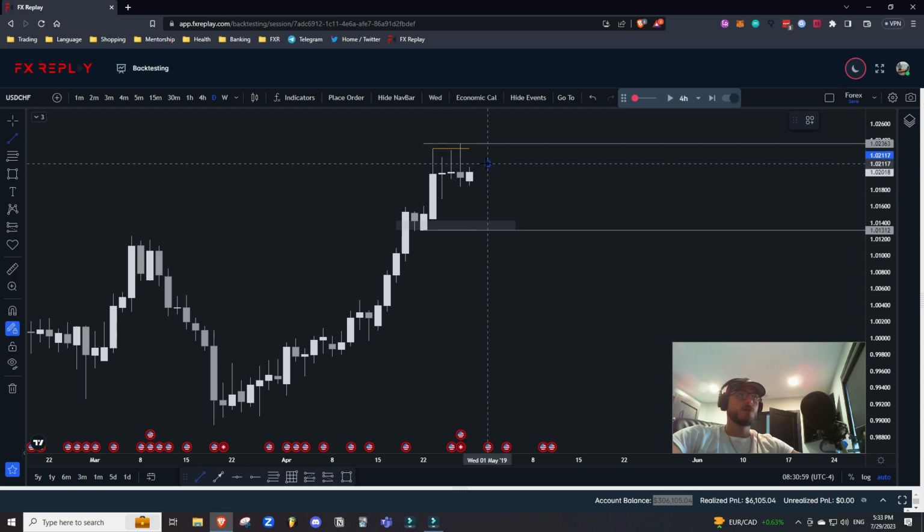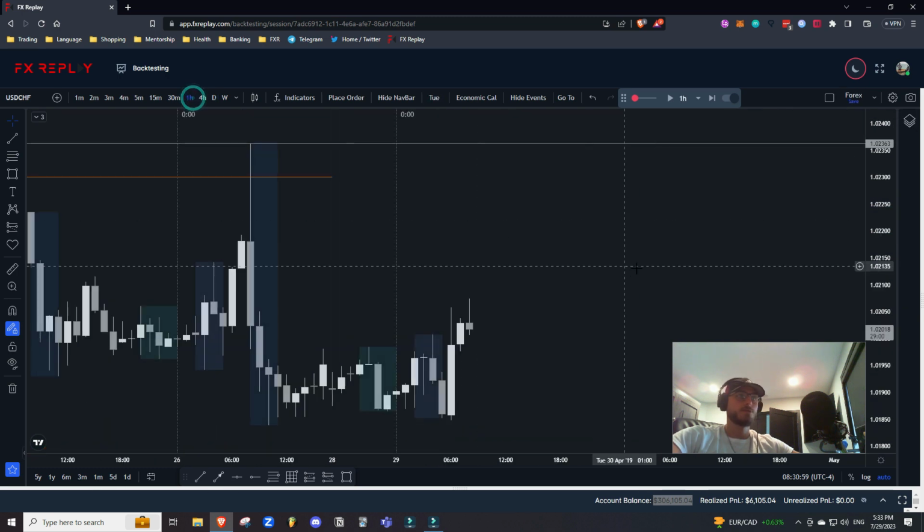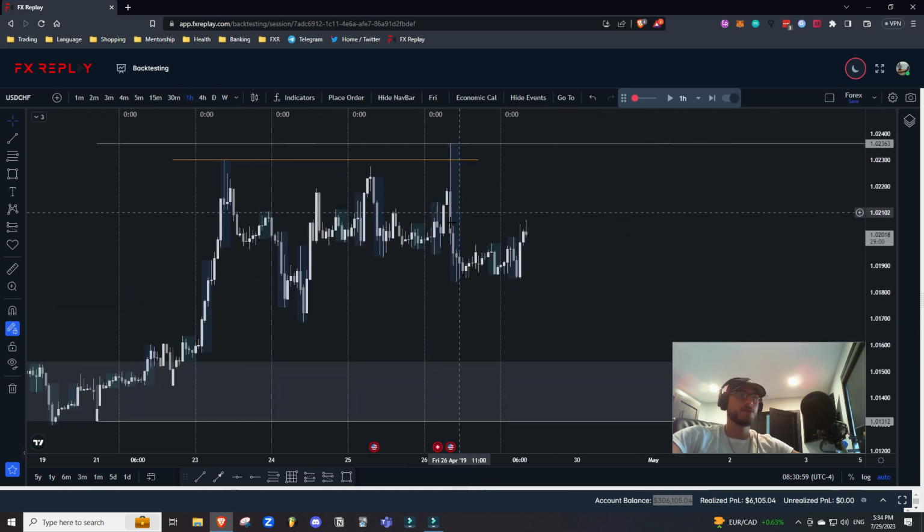Start off the week short, I'm assuming. Back down into this fair value gap, order block. Let's just mark off this, and then we'll see what's good with that. But yeah, definitely the week is looking to start off short for me.